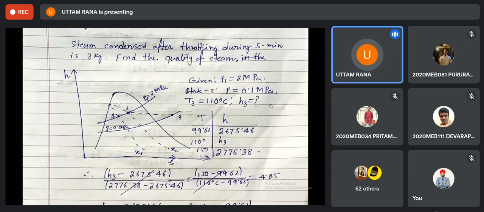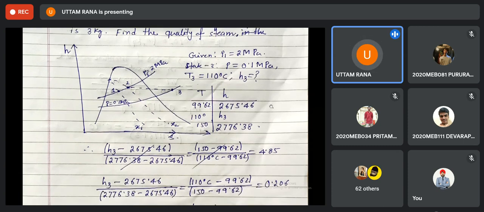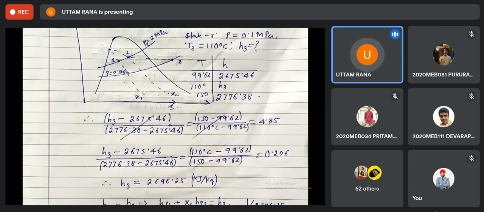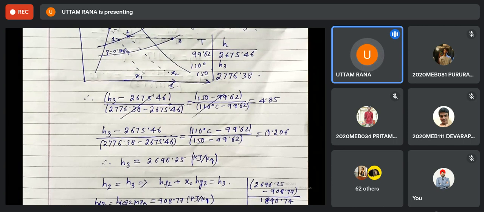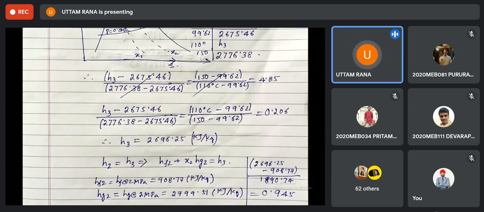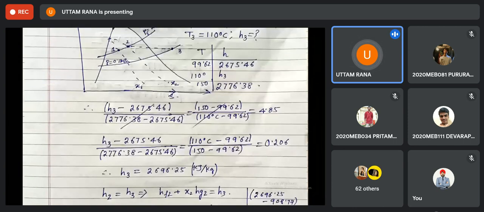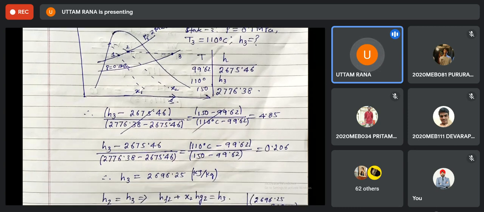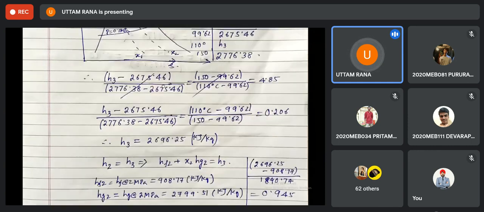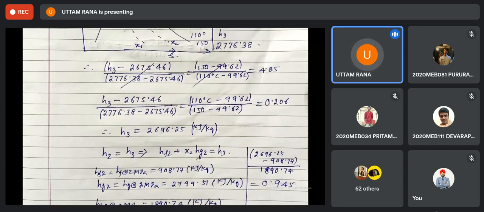S3 we will get from the table through interpolation, again applying the same procedure. So we get the value of H3 equal to 2696.25 kilojoule per kg. Once we know the value of H3, we can calculate the value of H2, because H2 equals H3 during the throttling process. Once we know H2, we can find X2, because H2 is basically HF2 plus X2 into HFG.